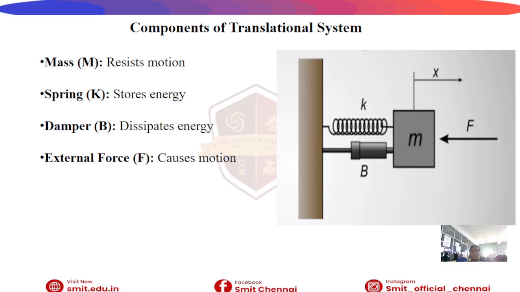Then, components of a translational system. The main components of translational systems are mass, denoted as M, spring denoted as K, damper denoted as D, and external force denoted as F. Mass resists the motion due to inertia. Spring stores energy. Damper or dashpot dissipates energy and reduces vibration. External force causes the motion. Each component affects the system's dynamic behavior.